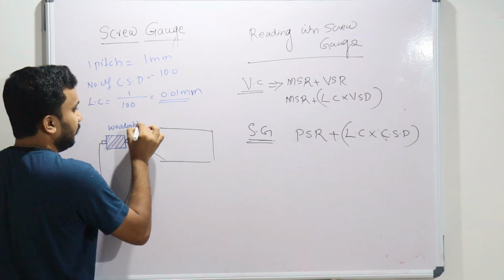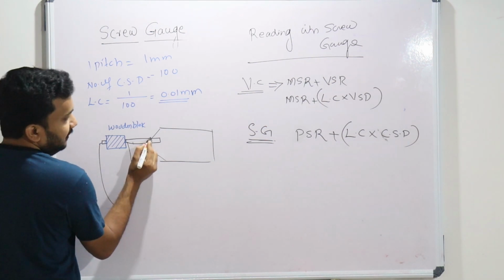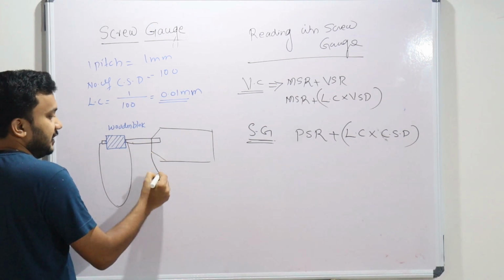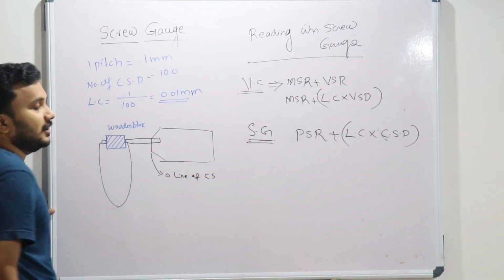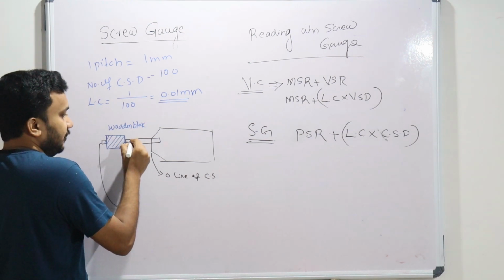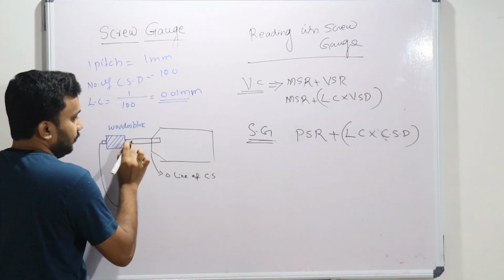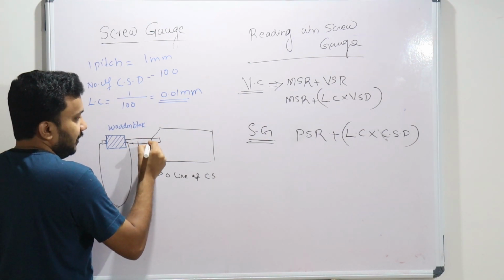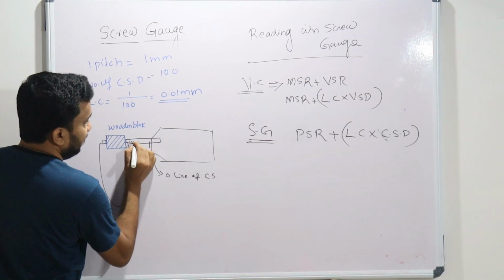How will we measure this wooden block? The wooden block will be measured here. This line is actually the zero line of the circular scale. Up to this we will measure the reading. For example, here it is the first reading. This is the 0th one, here the first one, and here the second one. In between we have small readings available.